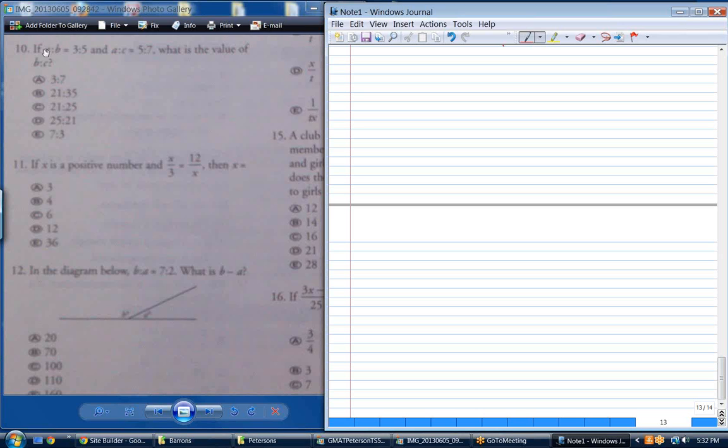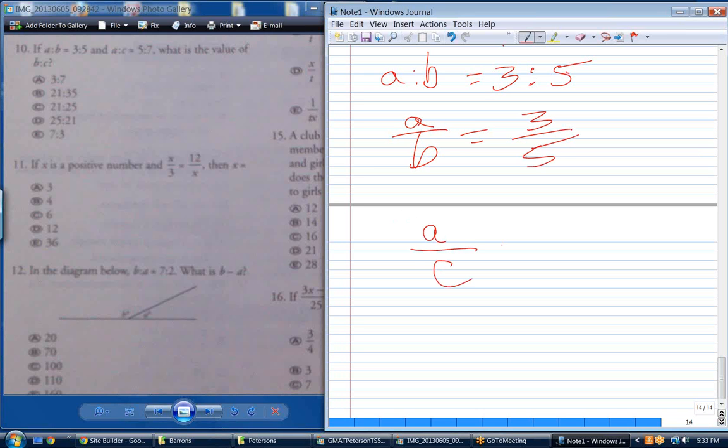I suppose the biggest thing to realize is that when you see the colon sign, you can use the fractional bar. In other words, A colon B, I'm not sure if in Denmark you even learned this colon sign. That's the same thing as saying A over B equals 3 over 5. And then A over C is 5 over 7. What is B over C? What is the value of B over C?